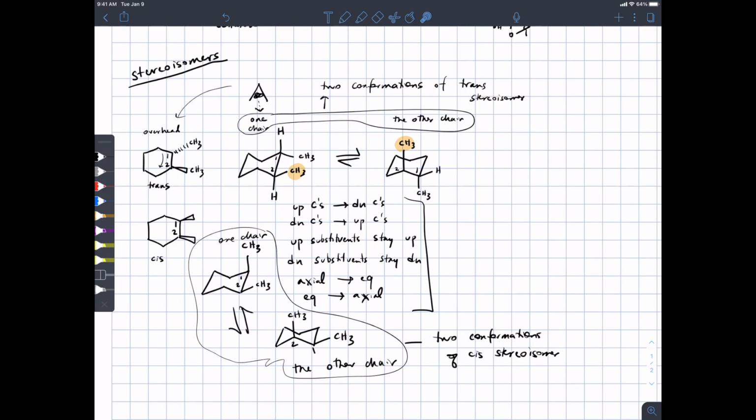And therefore, we're gonna say that they are the same molecule. That is, these two conformations are the same molecule. They are two different conformations of the trans stereoisomer. These two here are two different conformations of the cis stereoisomer, but the cis and the trans stereoisomer are different molecules and have different properties. Okay.